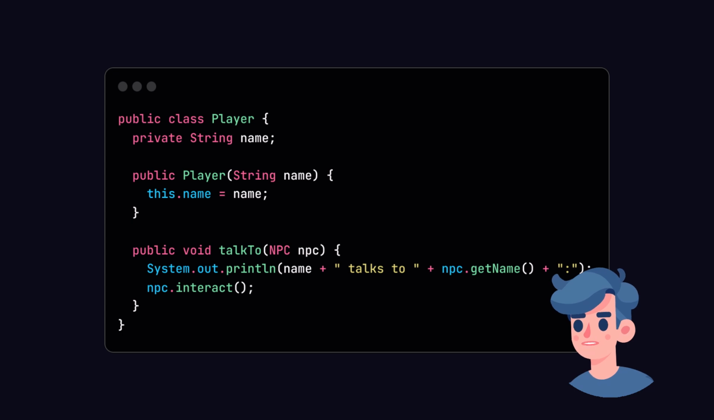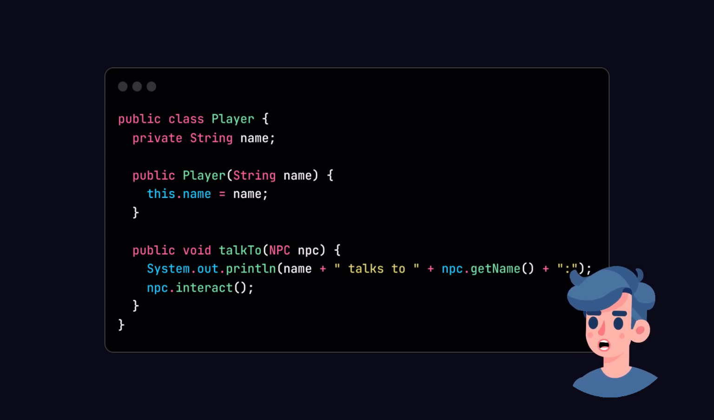Now that we've defined our NPC class, let's move to handling interactions. To make our game more interactive, we will implement a simple player class that can interact with our NPCs. Let's write this player class next.